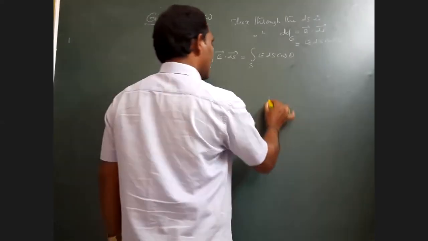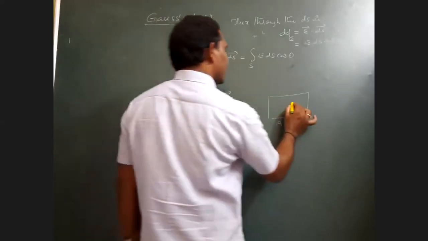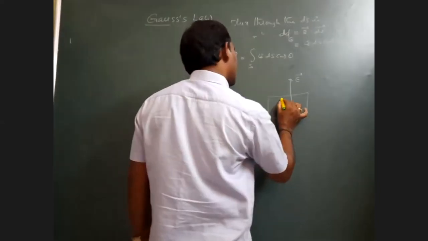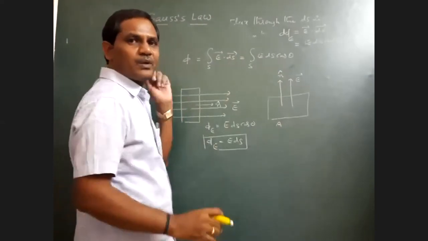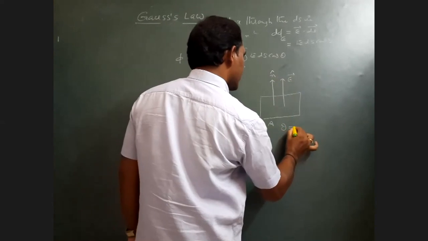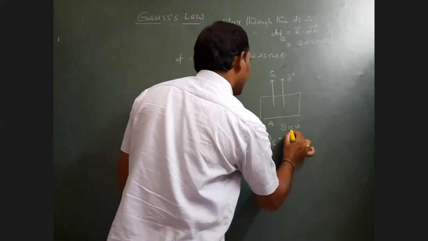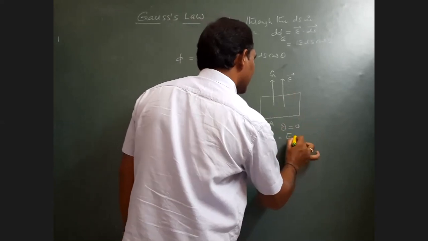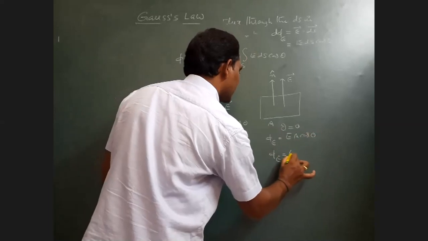Now I am taking an area A. Here the field direction is like this, E bar. The outward unit vector to the surface area, n cap, is also in the same direction. Same case. Here n cap and E bar both are in the same direction. Theta equals 0. Therefore, flux phi equals E into dS cos 0, E into the area we have taken, A. E A cos 0. Hence, the total flux is equal to E into A.